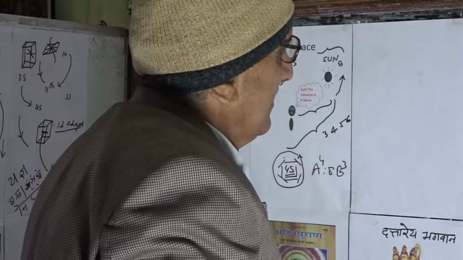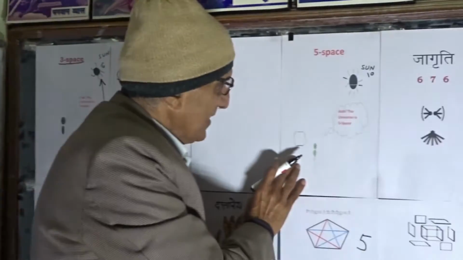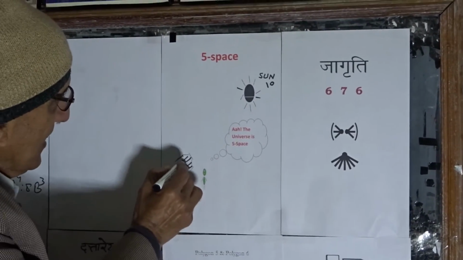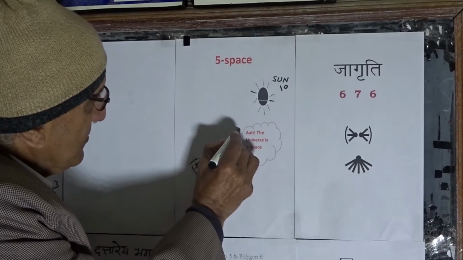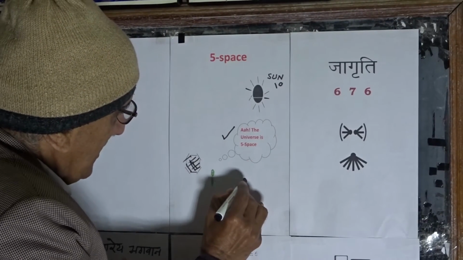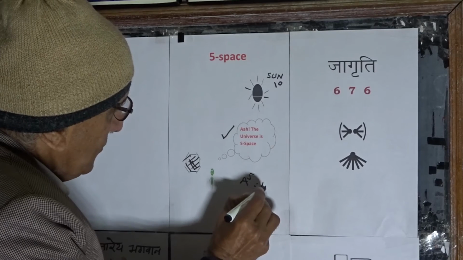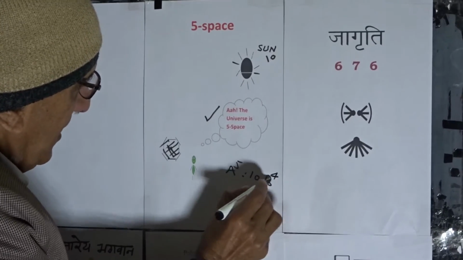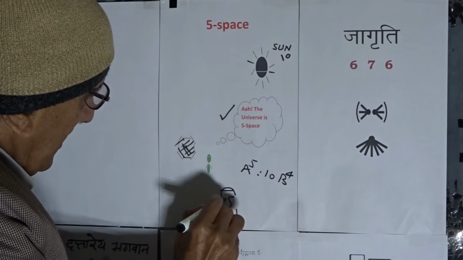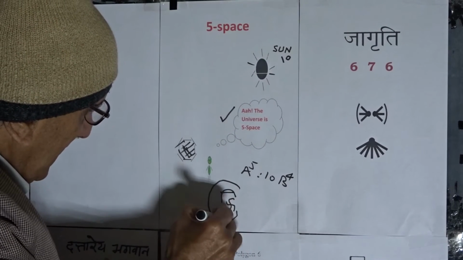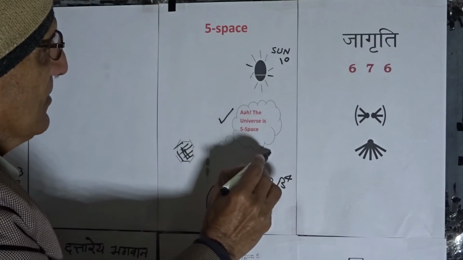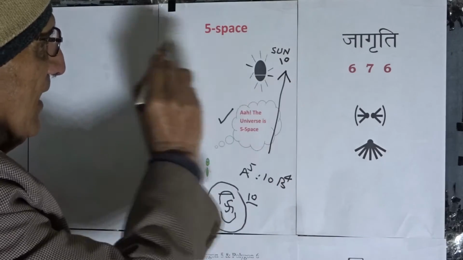A step ahead, when we come out of 4-space, hypercube 4, then outer space becomes for us a 5-space universe, and this 5-space universe is A raised to power 5 is to 10B raised to power 4. So our hypercube of 5, which is enveloped within a creative boundary of 10 components, makes our sun of value 10.